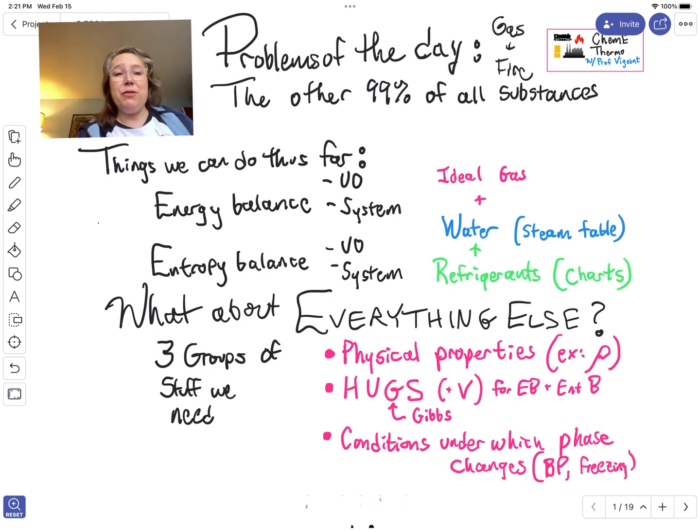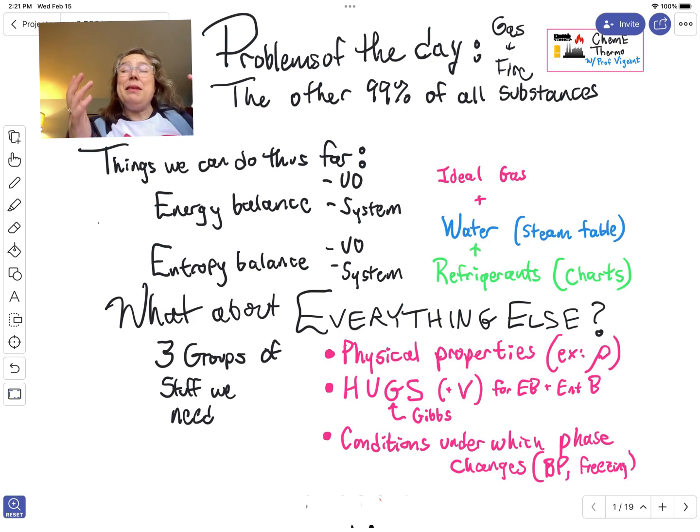But I'm feeling well enough to talk about some of my favorite things in the space of thermodynamics, so let's go. Where we've been up to this point is we've been doing energy and entropy balances, as you can see here, and we've done them for particular unit operations like a pump, and we've done them for entire systems like a refrigerator. And we've done it specifically if we have access to an ideal gas, because we know the equations for this, water, because we have access to the steam tables, or refrigerants, because we can read those graphs.